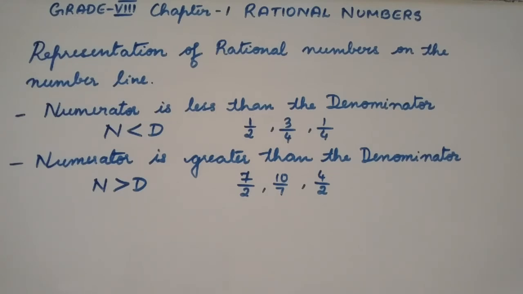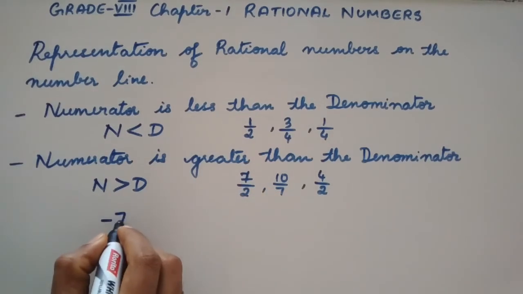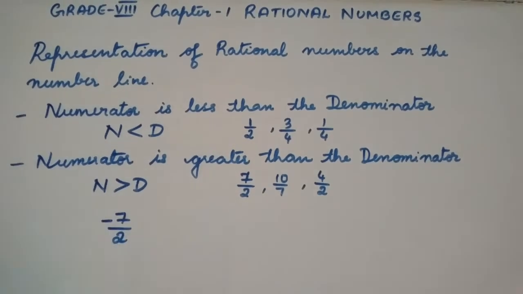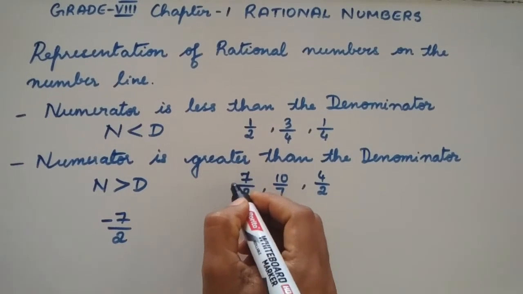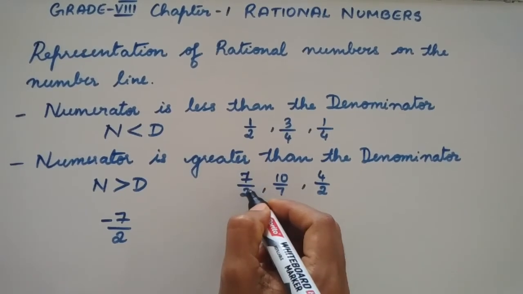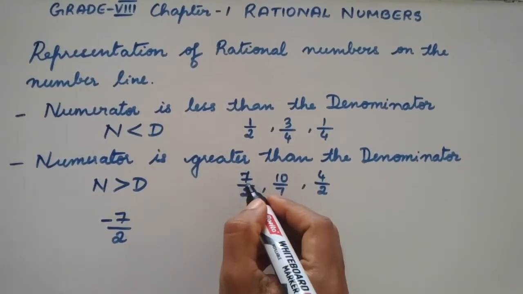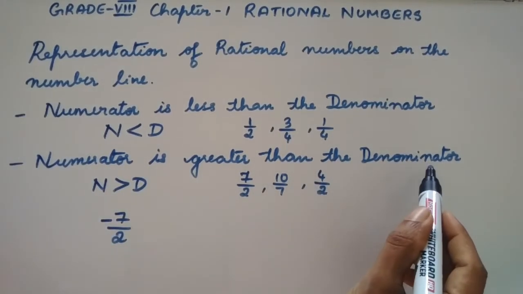So is this clear, students? Okay. Now for example, if we are representing minus 7 by 2. So here 7 is a positive rational number, that is plus 7 by 2. So this number comes in the category of numerator is greater than the denominator.